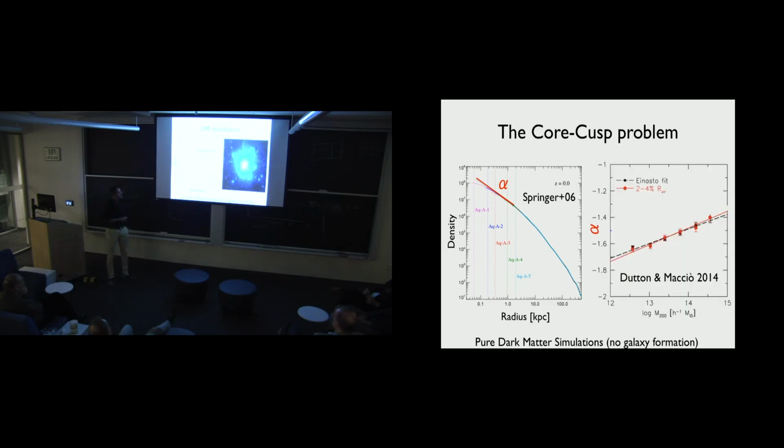Let's call it alpha. Now, if you go to simulations with only dark matter, there is a slight dependence on the mass of the dark matter halo, but you see this alpha is always between minus 1.8 and minus 1.4. That's the range of alpha. That's what is predicted by the cold dark matter theory.